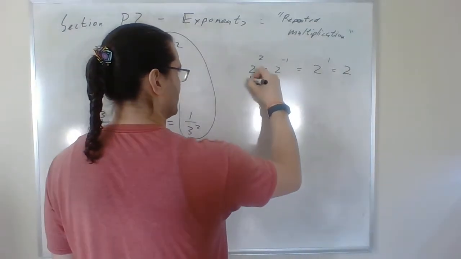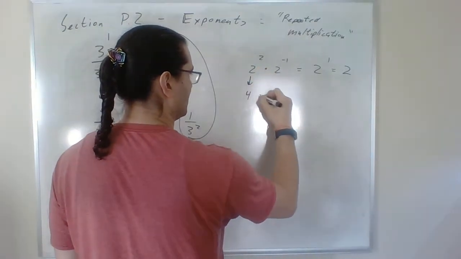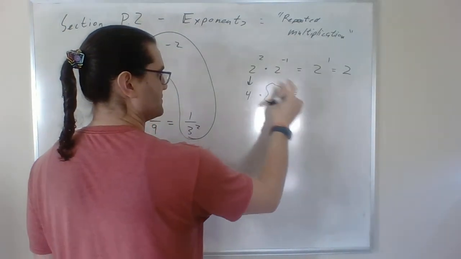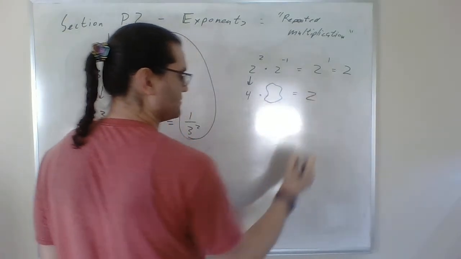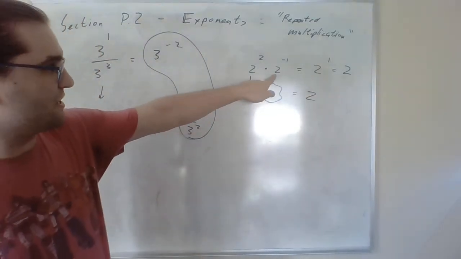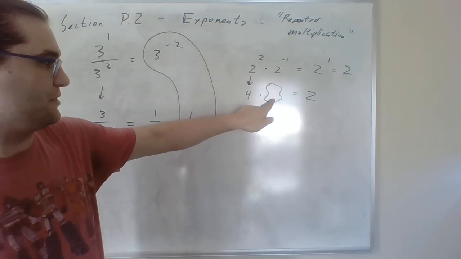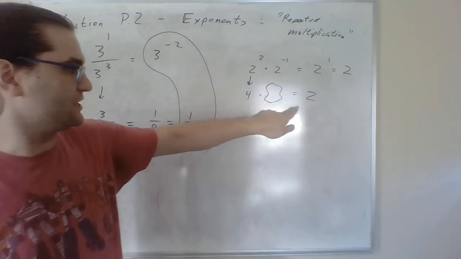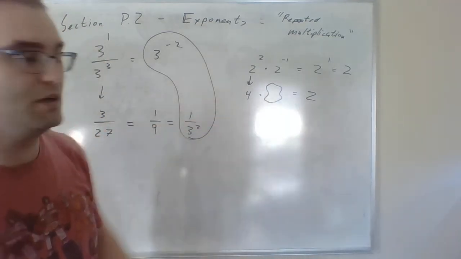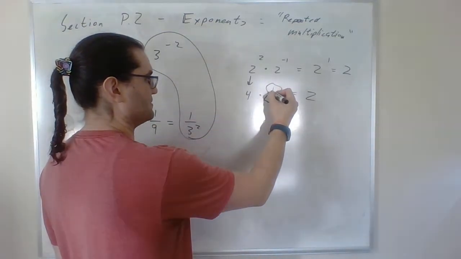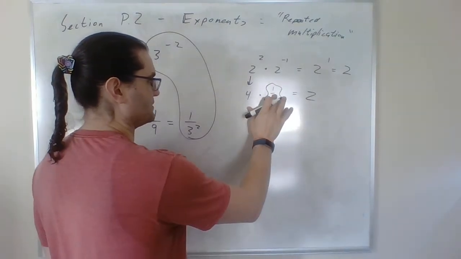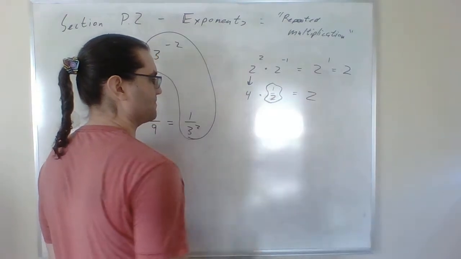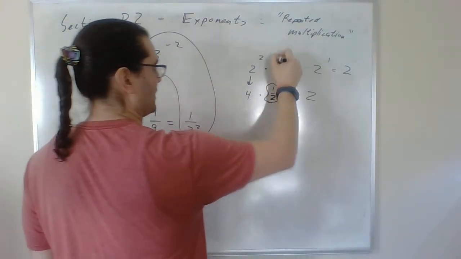I know for a fact that this piece is 4. This piece could be a mystery for now. That's fine. We don't have to figure out what this is. But I know that the answer is 2. So whatever 2 to the -1 is, it has to be the number I can multiply by 4 to get 2. And the only number like that is 1/2. So 2 to the -1 is 1/2.